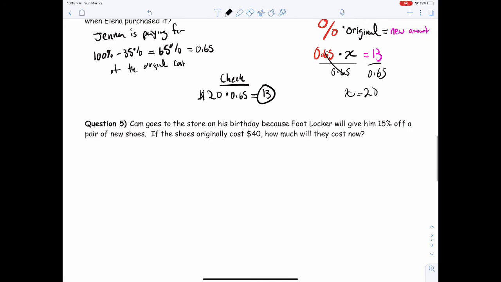All right, last one here, number 5. Cam goes to the store on his birthday because Foot Locker will give him 15% off a pair of new shoes. The shoes originally cost $40. How much will they cost now? Wait, they tell us in our equation here, percent times original equals new. They tell us what it originally cost.